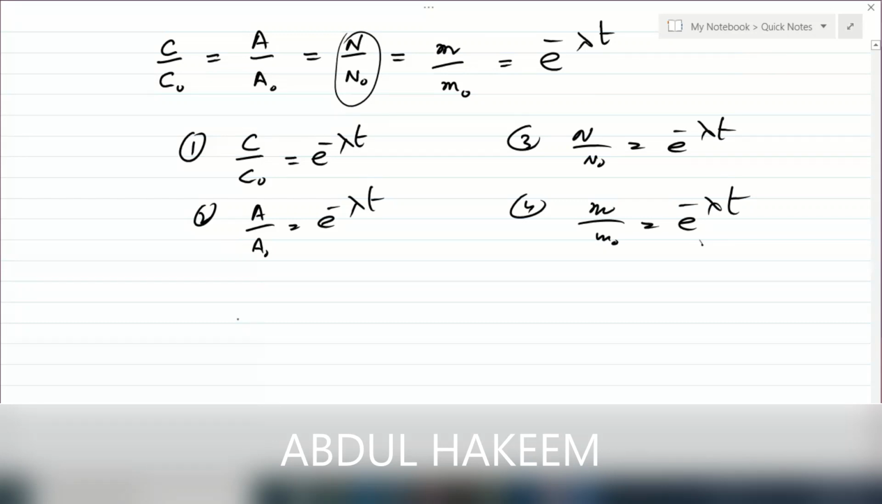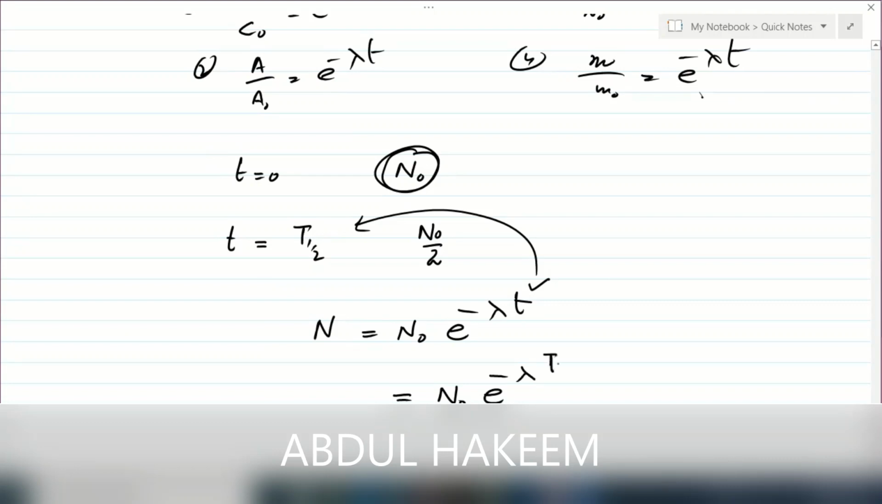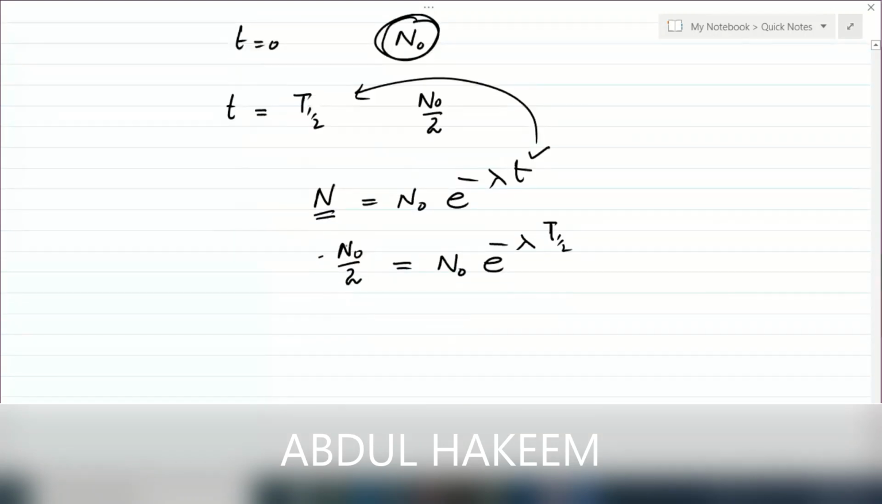Okay, suppose at time 0, the number of radioactive nuclei present is N naught. And if the time passed is equal to the half-life, then definitely half of the number has decayed and half remains. Then according to the formula, N is equal to N naught e power minus lambda t. If this t is substituted with the half-life, then N will be half of N naught. So N naught cancels. The left side is 1 by 2, and the right side is e power minus lambda times half-life.